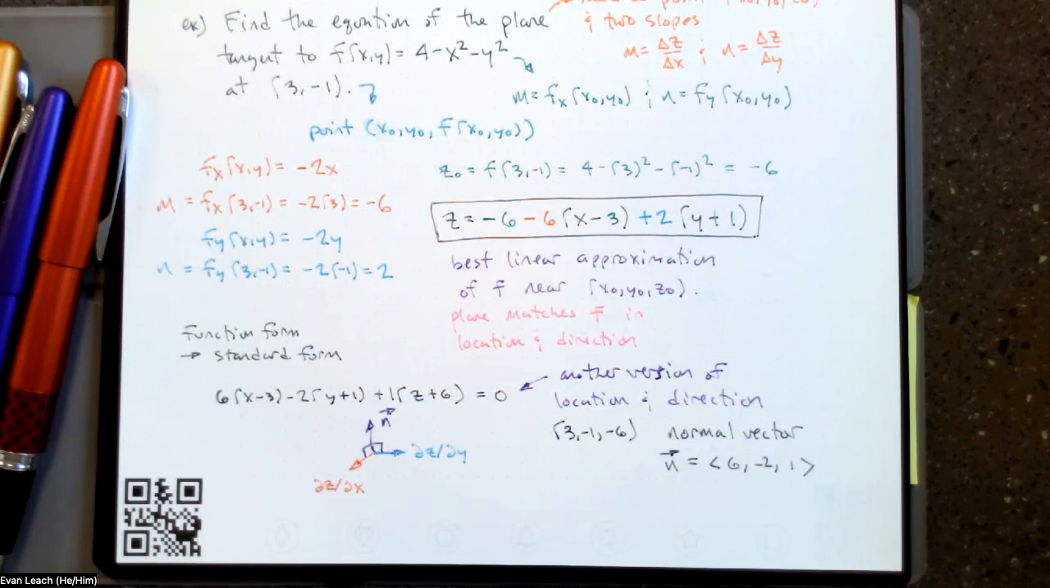Any questions? Yes. The normal vector can be wherever we want it to be. So the 3, -1, -6 says take that normal vector and put it at that point. So go to 3, -1, -6, and then put the normal vector there, and make sure that the plane goes through that point.